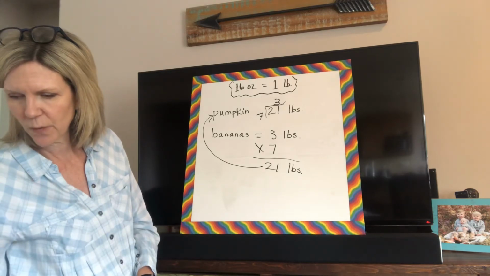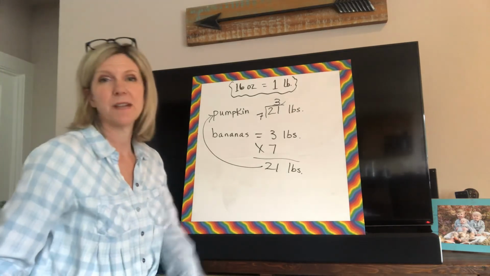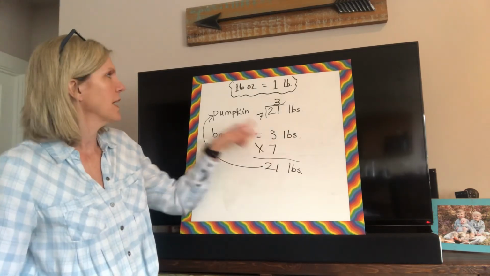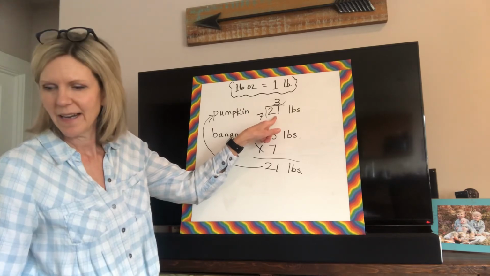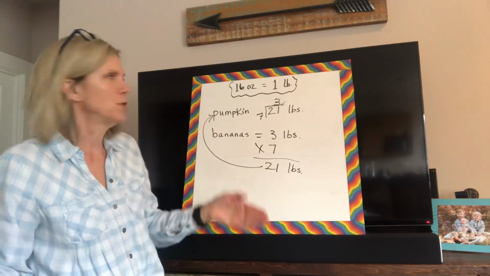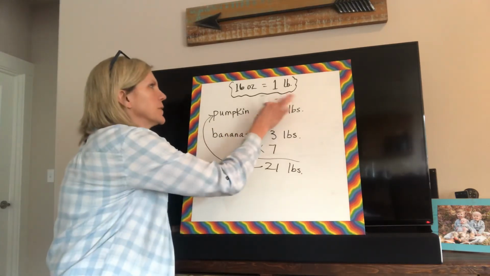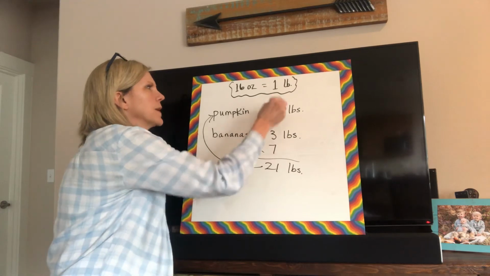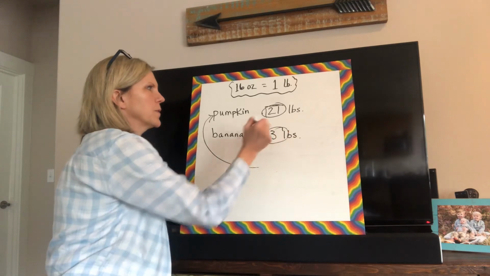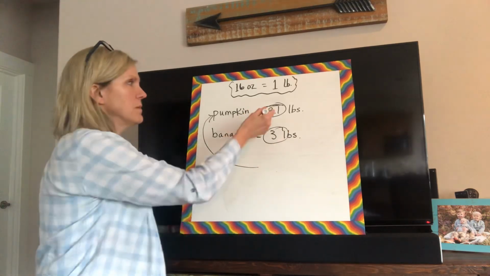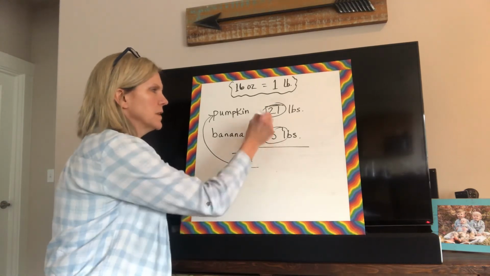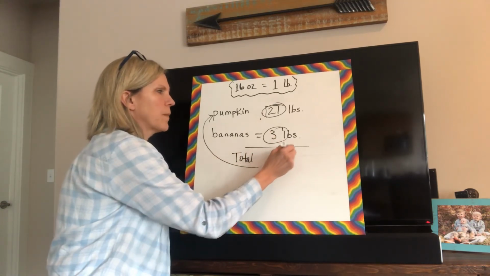Because it says, what is the total weight? Oh, it's a double question. So now we know that the bananas are 3 pounds and the pumpkin is 21 pounds. And it says, what is the total weight of the pumpkin and the bunch of bananas? Let's get rid of all these other numbers. You have the pumpkin weighs 21. The bananas weigh 3. You have some, you add some more. The total of both of those is 21 plus 3, 24 pounds.